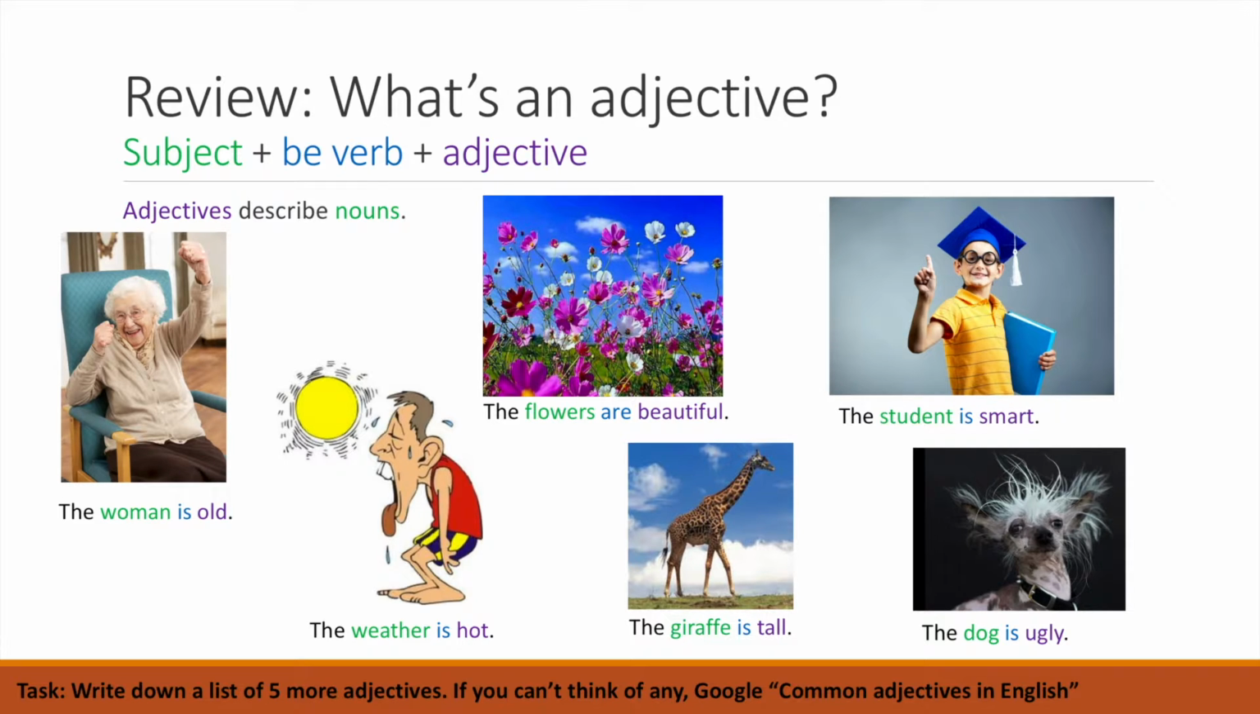The woman is old. In this example, woman is a noun described by the adjective old. Another example, the weather is hot. Weather is the noun described by the adjective hot. Another example, the flowers are beautiful, or the student is smart. The giraffe is tall. The dog is ugly. In these examples, we have the nouns in green and the adjectives that describe these nouns in purple.